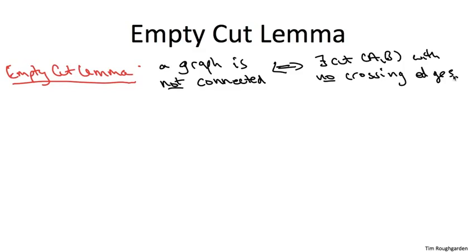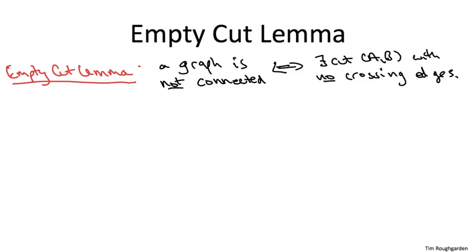And the claim is that a graph is not connected if and only if we can find a cut of the graph that has no edges crossing it. So remember how we defined a graph being connected? That means for any two vertices in the graph, we can find a path in the graph from one vertex to the other.